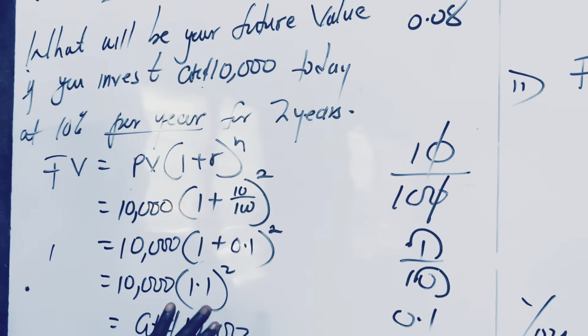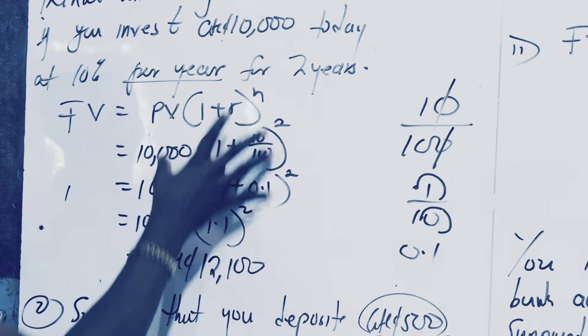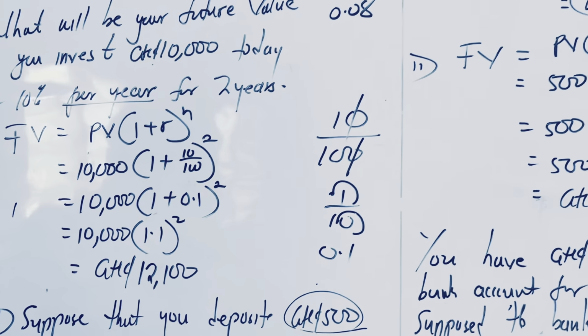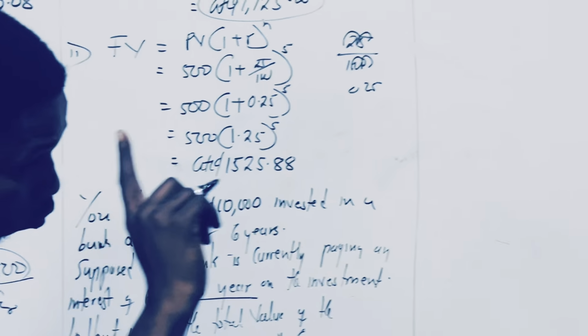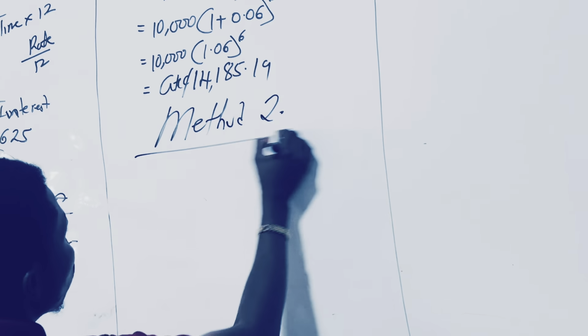But aside from this formula, you can also use the table. So we are going to use the table to solve for only 1. Then you can also try your hands on the remaining 2. So if I want to use the table, there's another method, method 2.